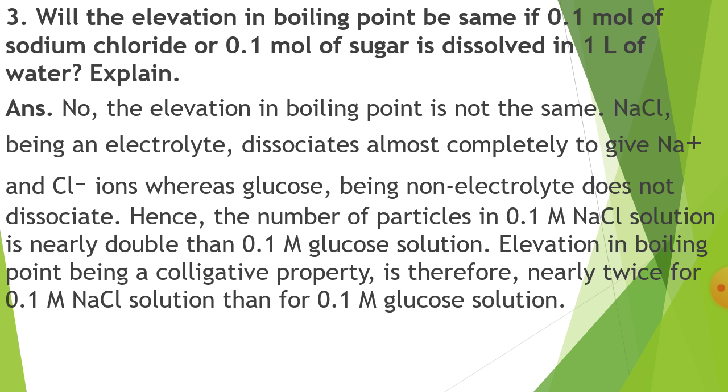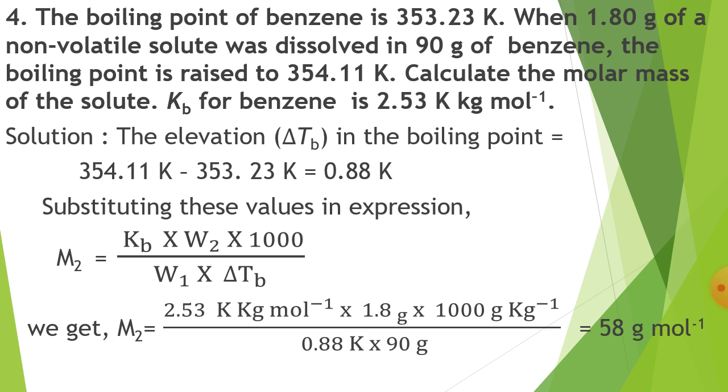Got it? Now next, a numerical based on elevation of boiling point. The boiling point of benzene is 353.23 Kelvin. When 1.80 gram of a non-volatile solute was dissolved in 90 gram of benzene, the boiling point is raised to 354.11 Kelvin. Calculate the molar mass of solute. Here Kb for benzene is given as 2.53 Kelvin kg per mole. As you know, Kb is the property of the solvent. Here benzene is the solvent.